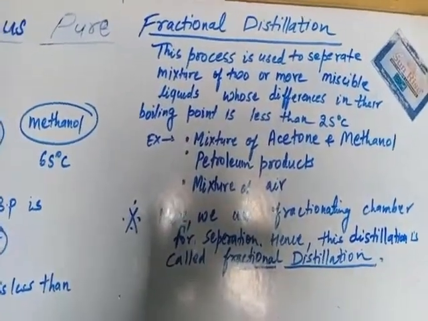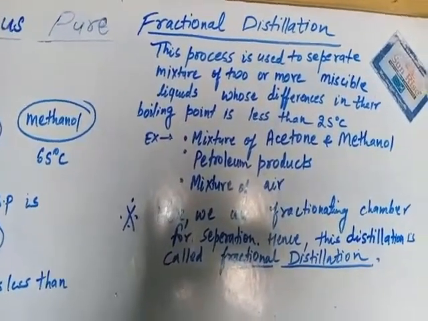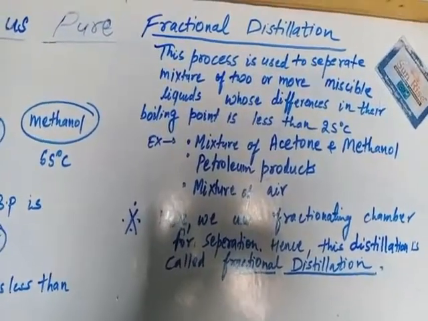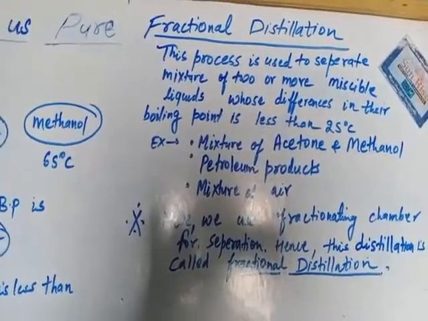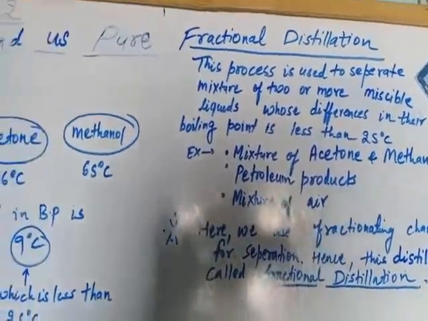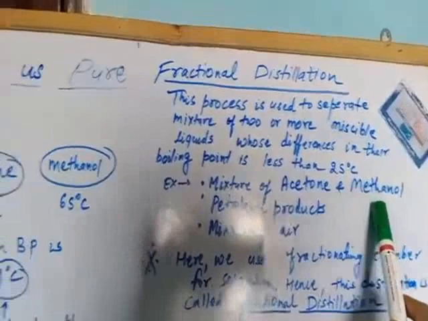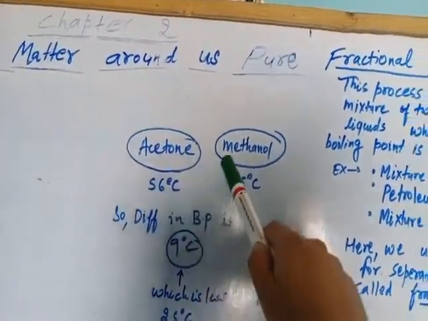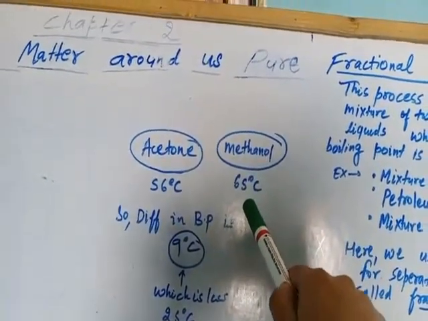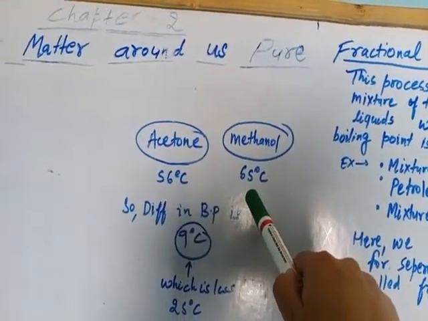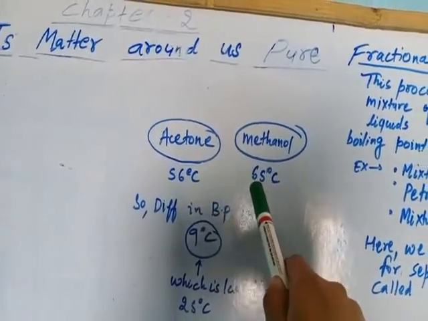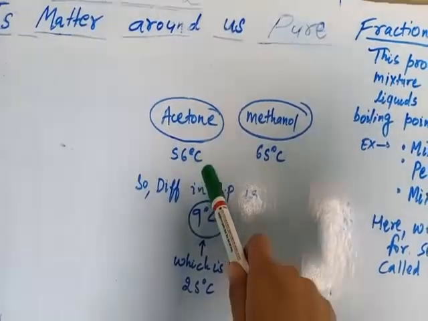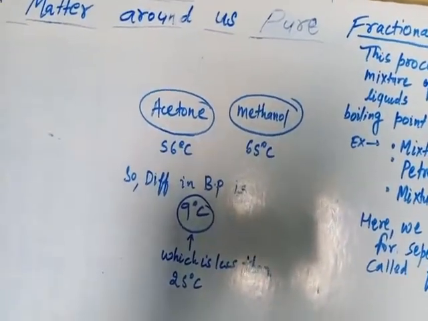That means what? In simple distillation, we cannot separate those liquid mixtures whose boiling points are very close to each other, that is, less than 25 degrees Celsius. For example, if we take the mixture of acetone and methanol, the boiling point of acetone is 56 degrees Celsius, and the boiling point of methanol is 65 degrees Celsius. The difference in the boiling points between them is about 9 degrees Celsius. So we can say that the boiling points are very close to each other.